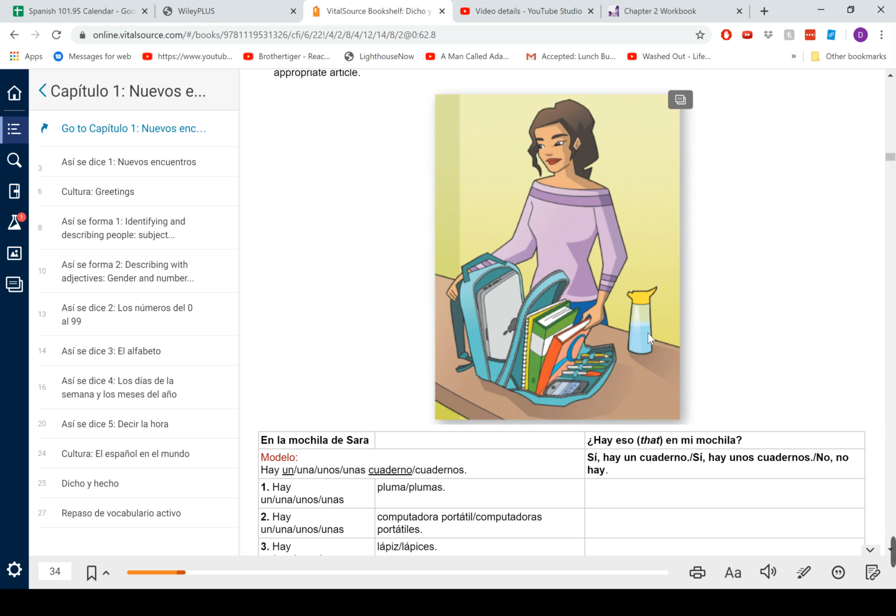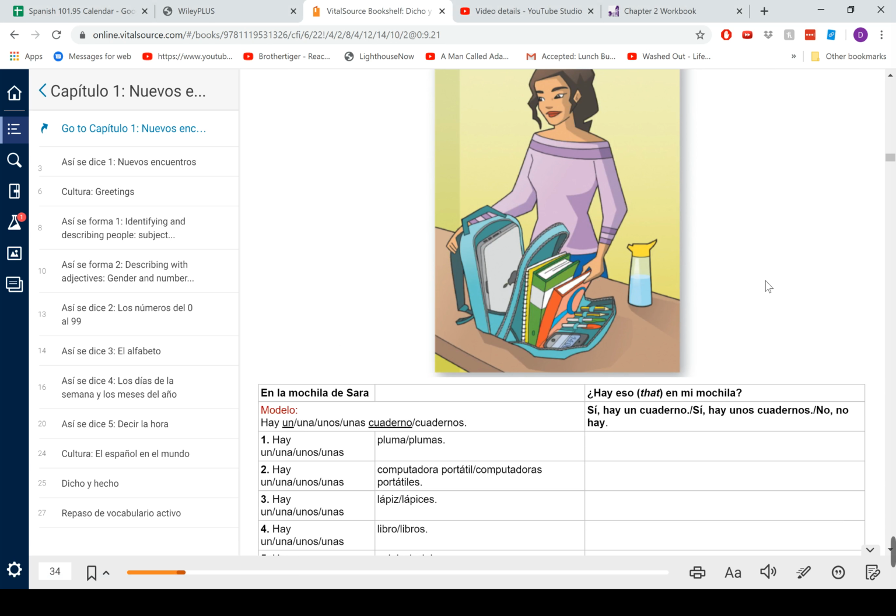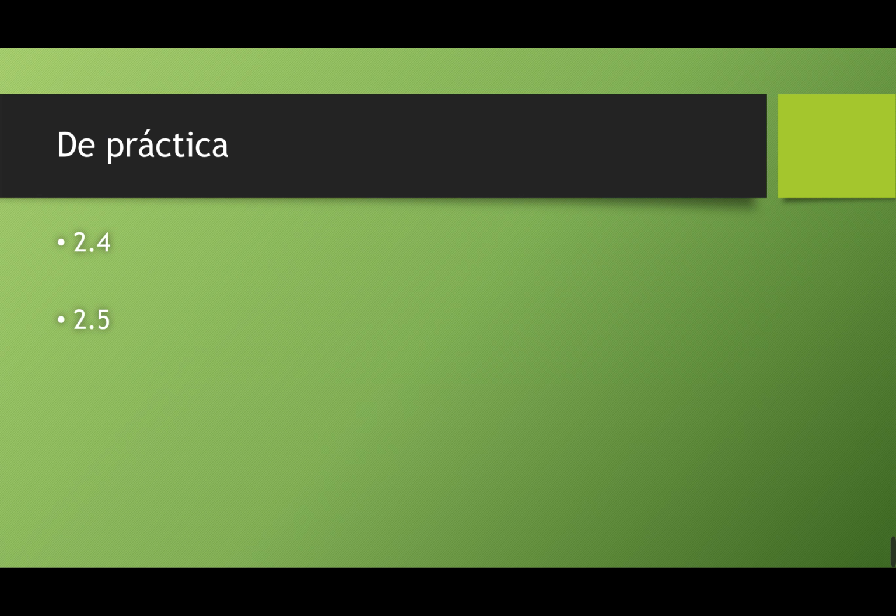So we're going to look at the picture. Here we have a diagram of her book bag, and we're going to say what there are and what there are not. Another note here: el changes to los to pluralize, la changes to las, and these all mean the. Remember we said un and una mean a.